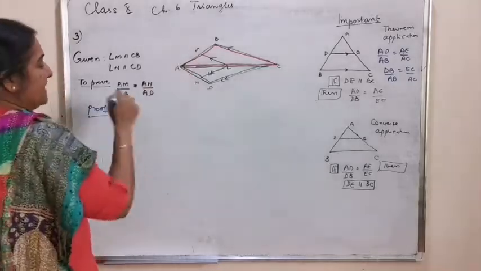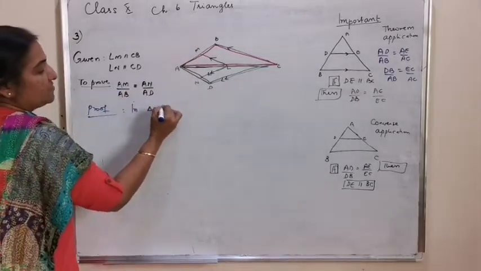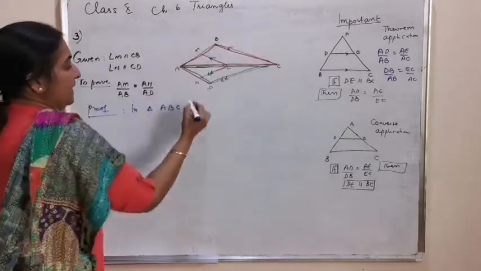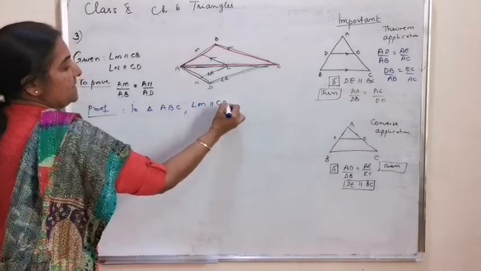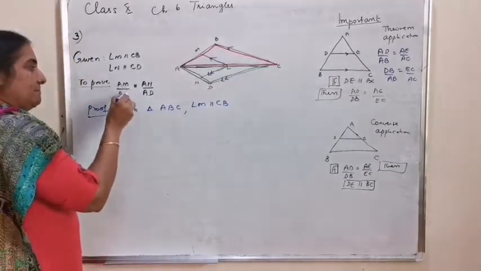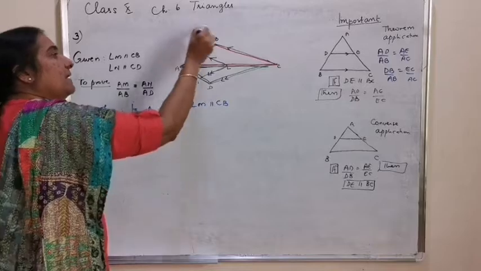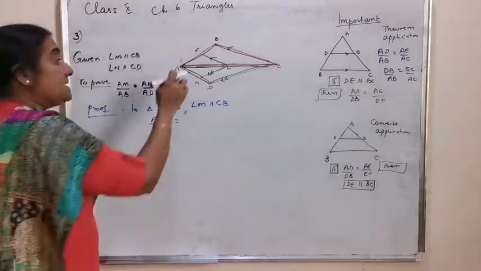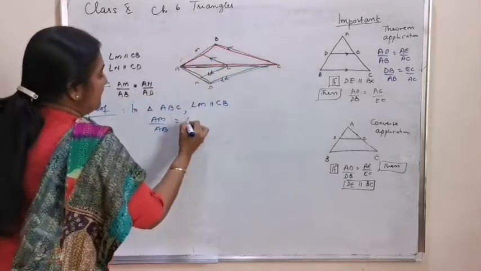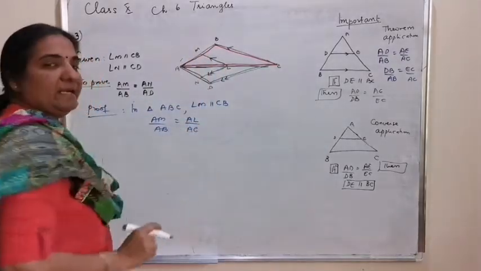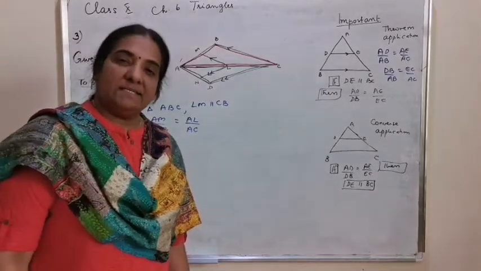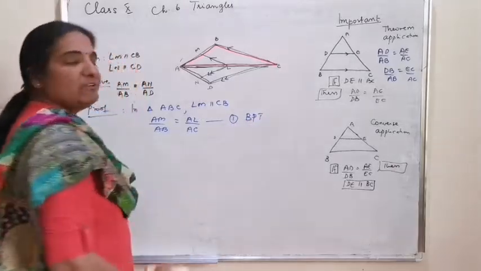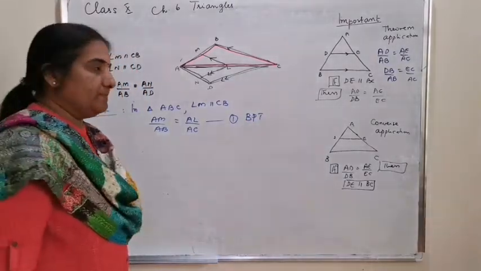The first triangle is ABC. In triangle ABC, the line parallel is LM parallel to CB. The ratio is AM by AB, which is the same as AL by AC. As you are taking the ratio on one side, you should take the ratio on the other side also. That is equation number 1, the application of the basic proportionality theorem.